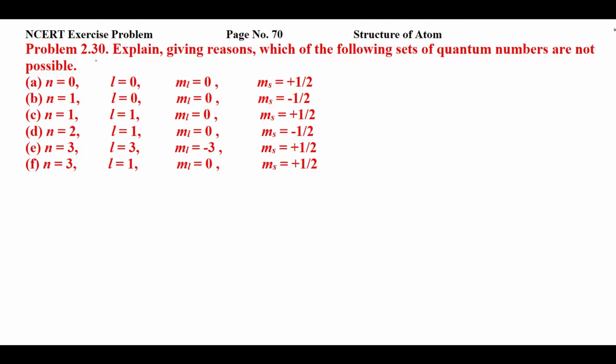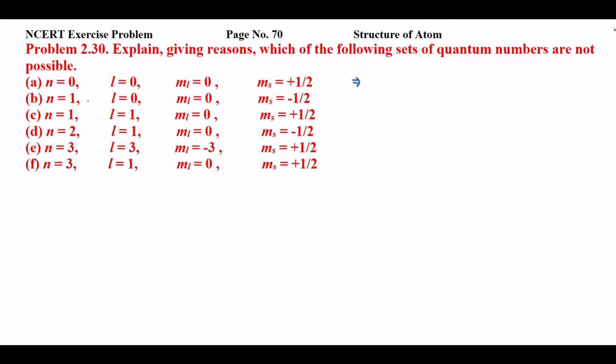Students, this is NCERT exercise problem 2.30 from page number 70 of Structure of Atom. So let's read this statement. Explain, giving reason, which of the following sets of quantum numbers are not possible. You have 6 problems and you have to tell which sets of quantum numbers are not possible. So first of all, we just see the conditions.